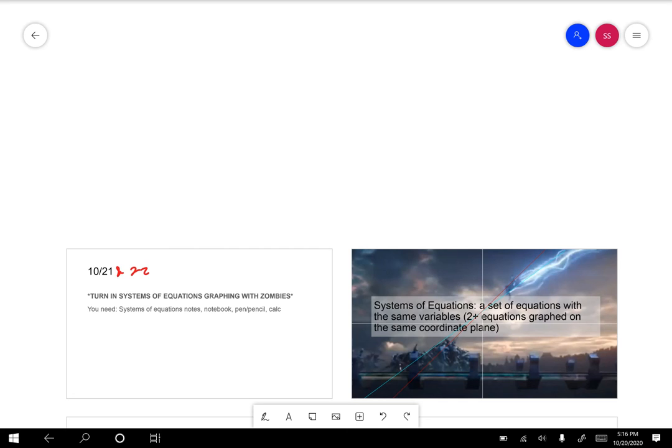Okay, we're going to continue talking about systems of equations. So I wanted to just briefly remind you what systems of equations are, since it's been over a week.